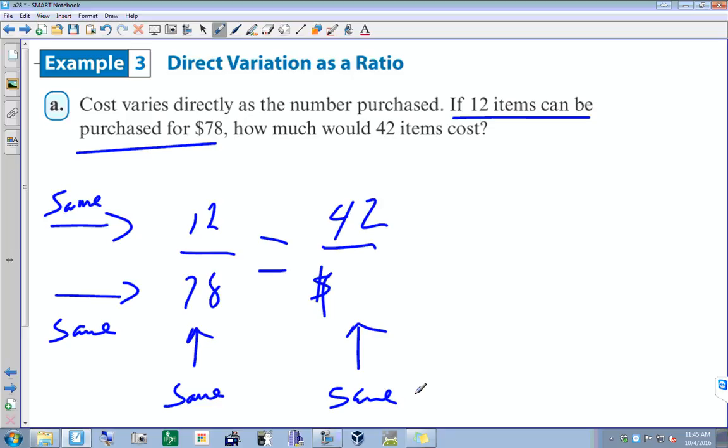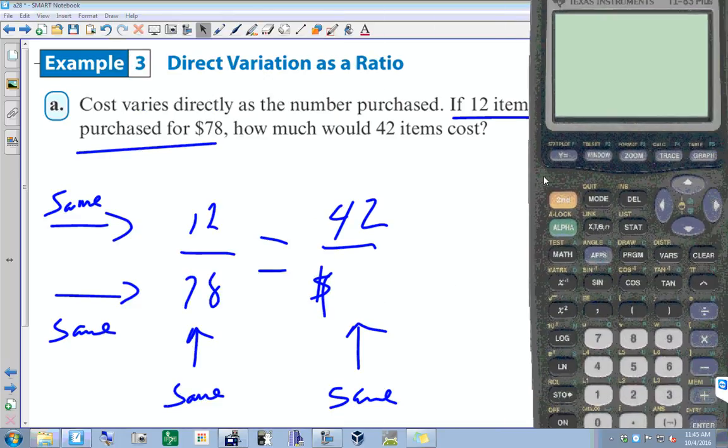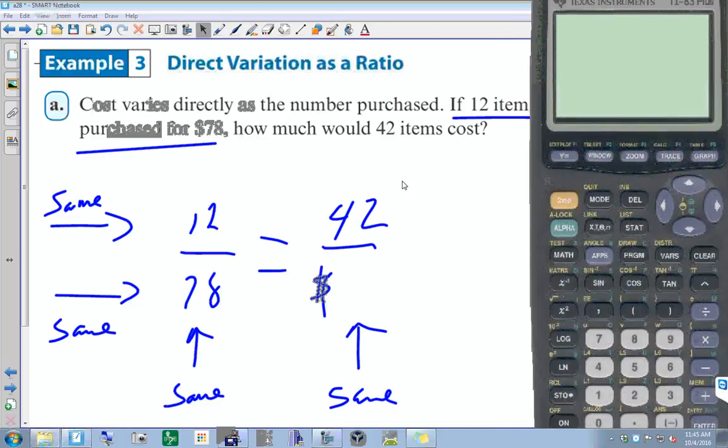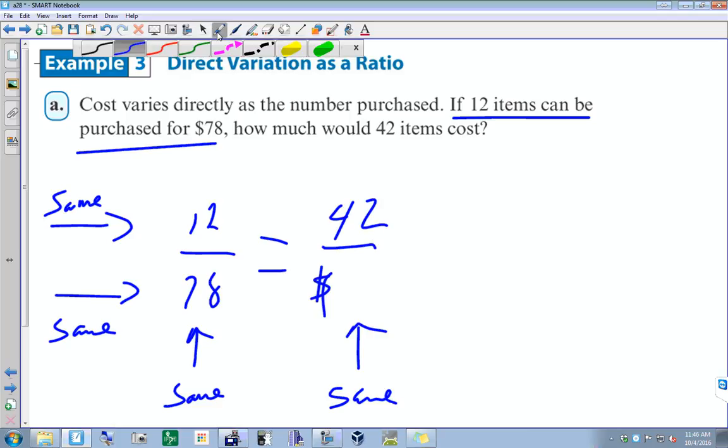Now, the rule that I got, multiply on the diagonal, divide by the other number. So, if I do that, I end up with multiply on the diagonal. Those numbers are diagonal to each other, so 42 is going to get multiplied by 78. Divide that by 12. So it would cost me then $273. Does that seem reasonable?